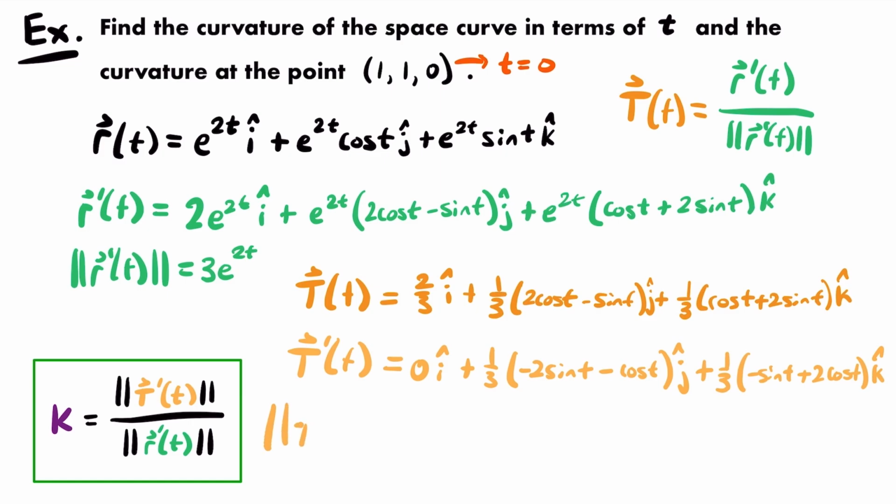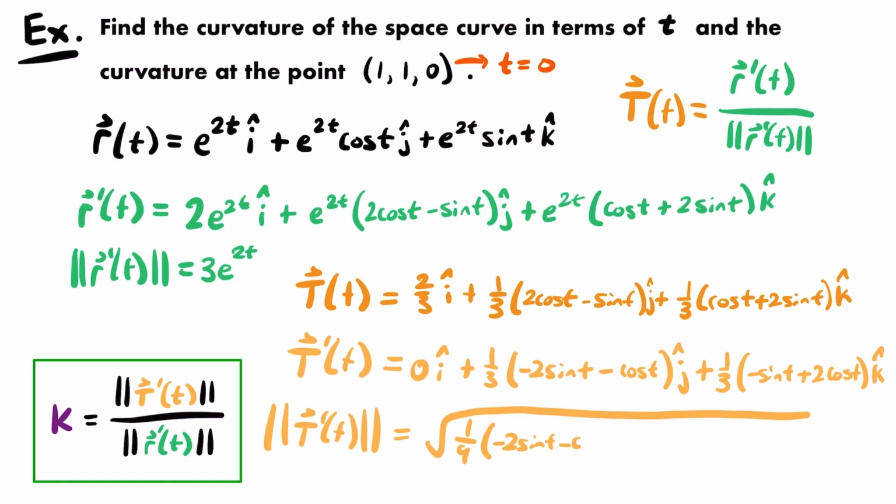If we take the magnitude of T prime of t, that will be equal to the square root of the sum of the components squared, and the x component is 0, so I'm not going to bother with that, which means I'm just going to be squaring these two terms. Doing that in one step, we're going to have 1/9 times the quantity negative 2 sine t minus cosine t squared, plus 1/9 times negative sine t plus 2 cosine t squared. Okay, so I squared both of those components. 1/3 squared is 1/9, and then those quantities are squared.